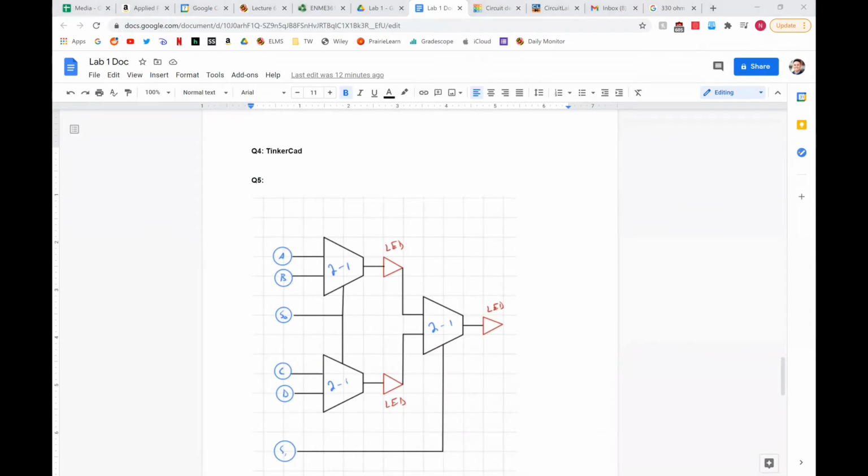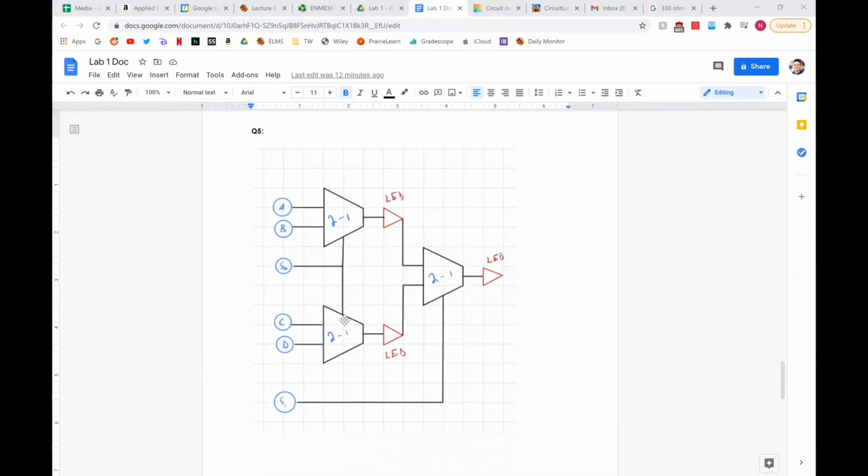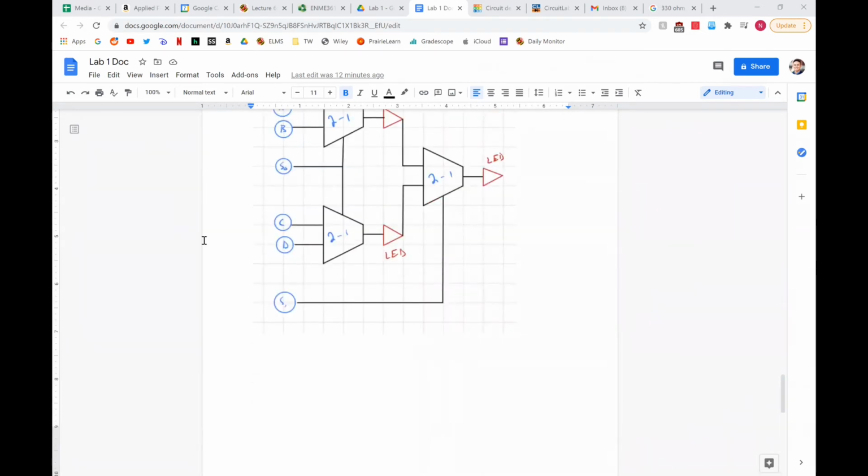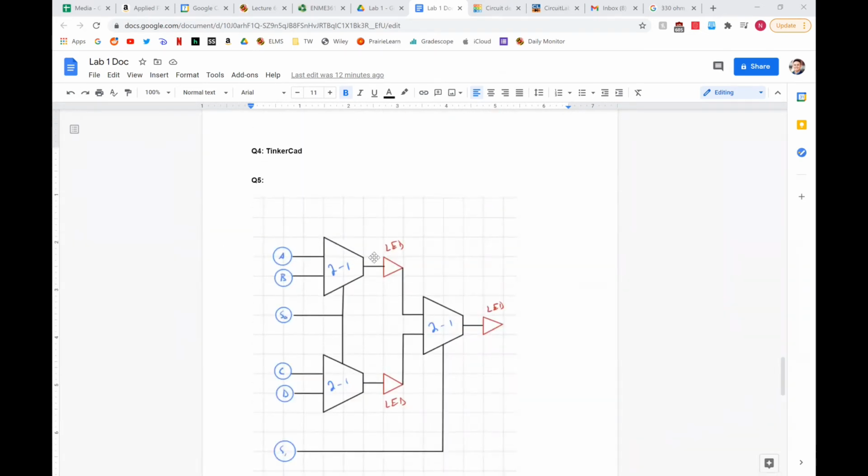And so let's go back to question 5 here. We were required to create a 4-to-1 multiplexer, which included 3 2-to-1 multiplexers. So here you can see that I have my 1, 2, 3, 4, 5, 6 inputs for all 3 multiplexers, and then these LEDs are there in order to indicate an output of 1 such that the light is on. And that would be all for the virtual side of this lab.